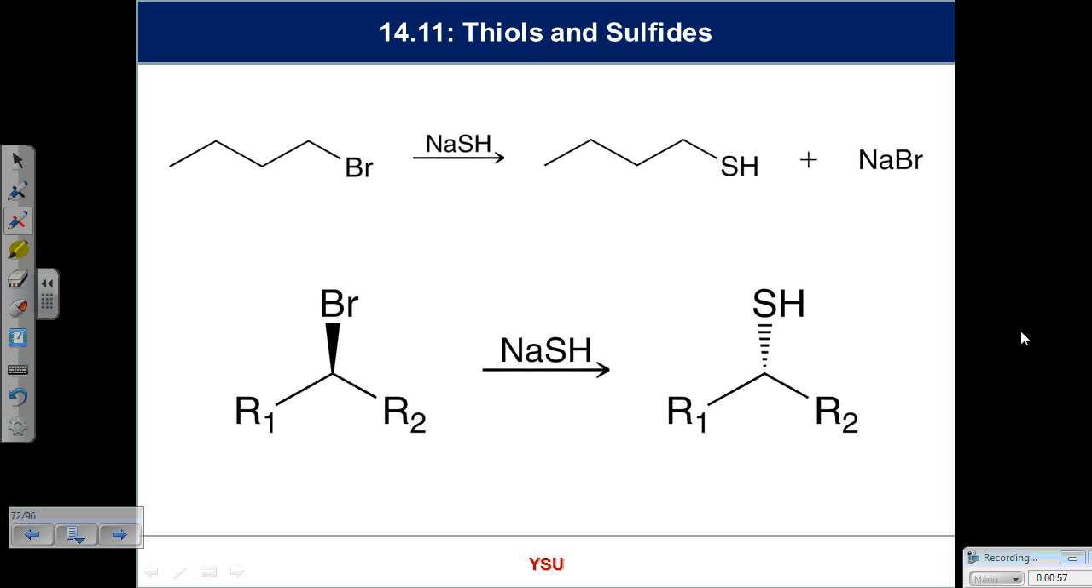And so you'll see this in multi-step synthesis. You'll see this in the textbook. You might see it next week. Start out with a halide, do a substitution like that, and then use the thiol for something else. We'll see that in a second.